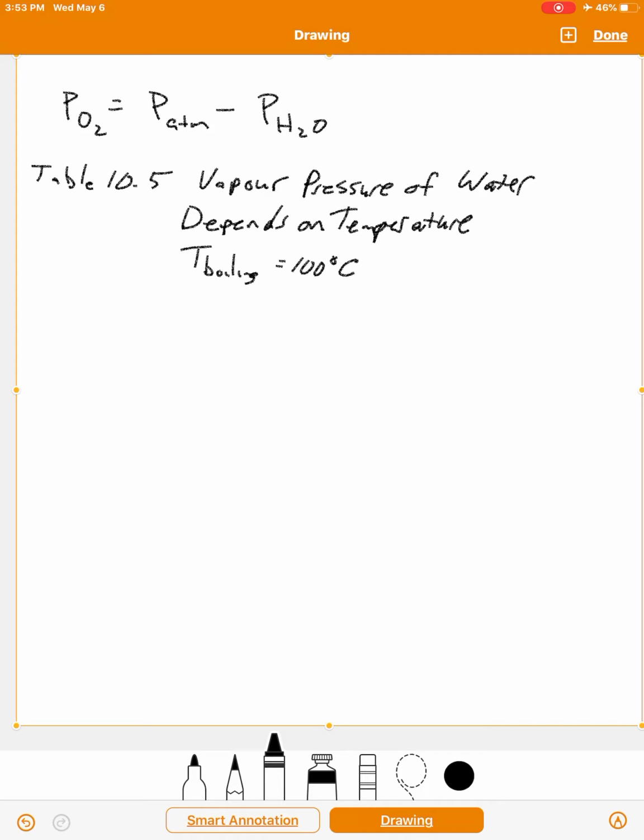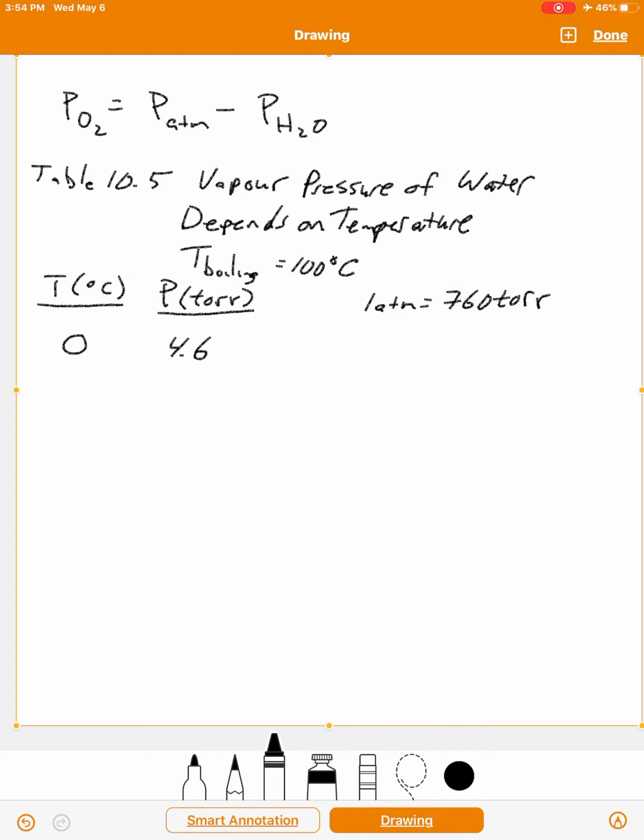So now let me give you a few values here. This is just some selected values from your table. I'm just going to pick a few. And the units we're going to use are in torr. So not in atmospheres, but in torr, just the way your textbook is set up. At 0 degrees C, water has a very low vapor pressure, but not 0. It's 4.6 torr. Remember, 1 atmosphere is equal to 760 torr.